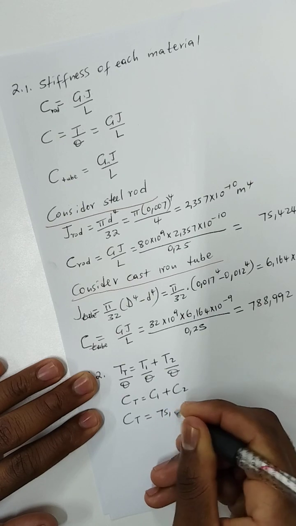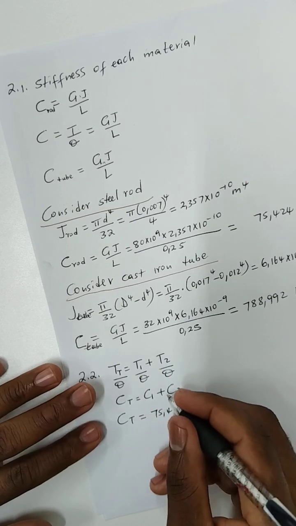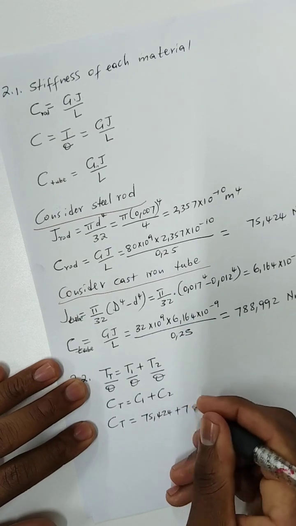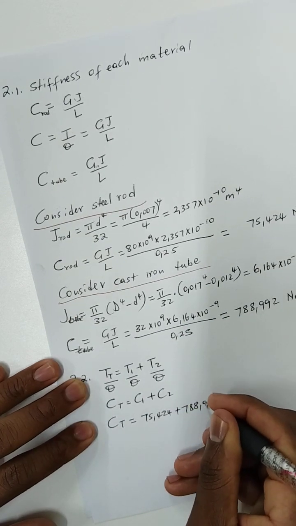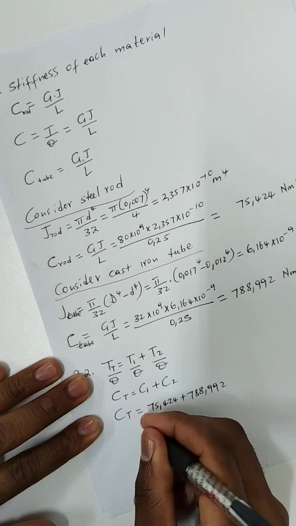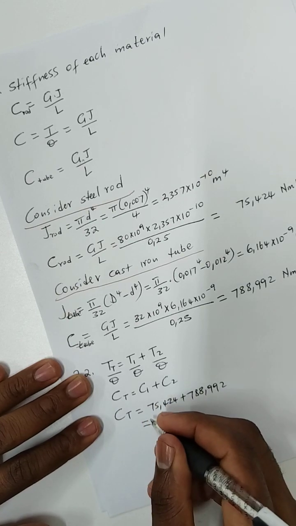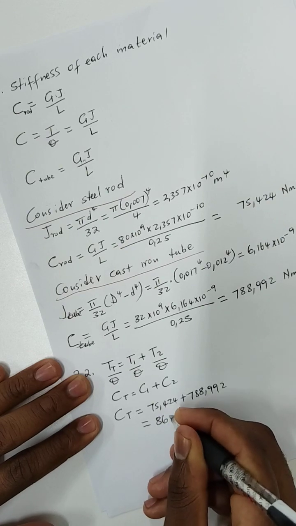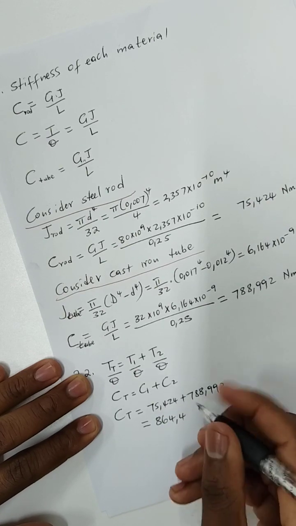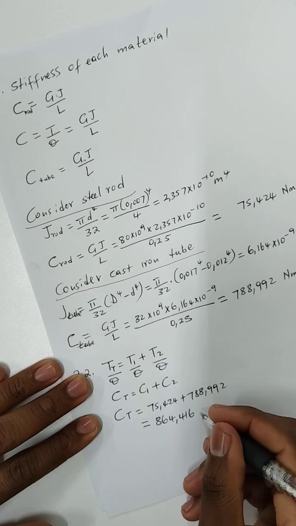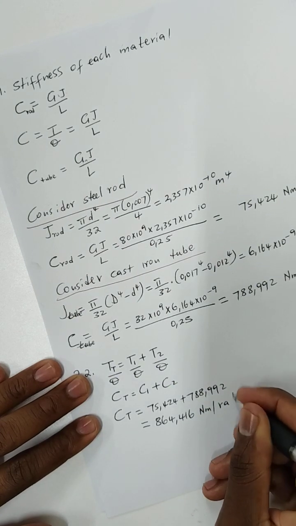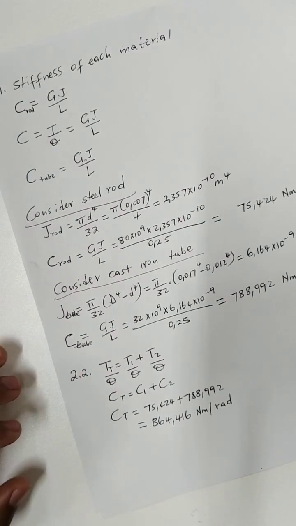Then we'll have 75.424 plus 788.992. Then you will have 864.416. So that is question 2.2.